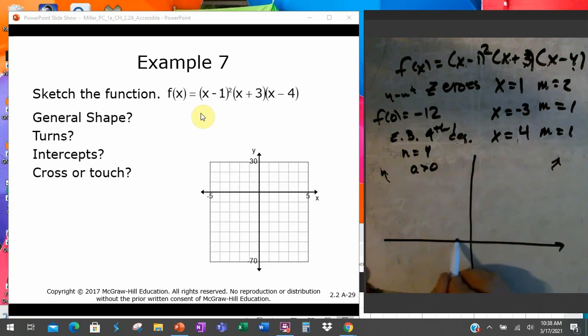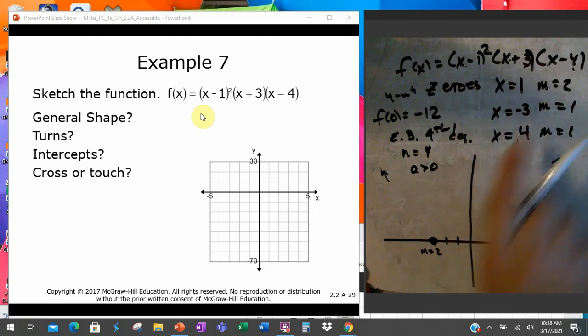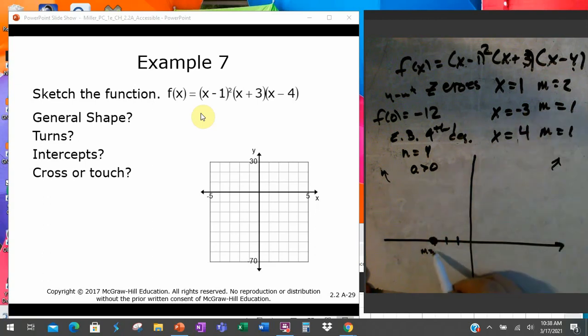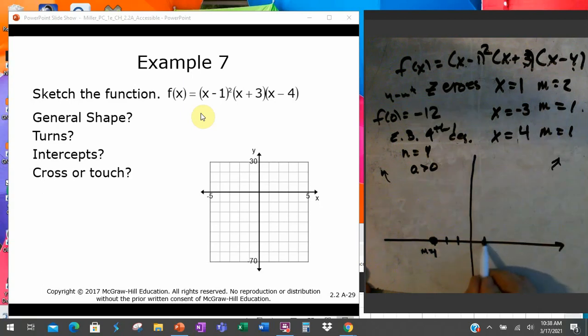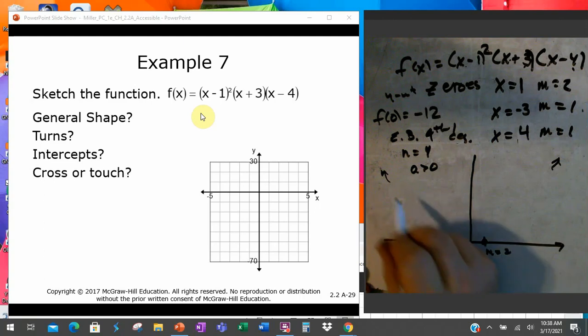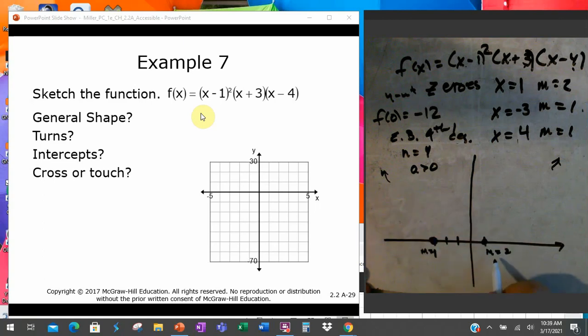Okay, from left to right, I've got a negative 3. That's that one. I'm sorry, x is equal to negative 3. That was my multiplicity 1. It is going to go through. Then at x equal to 1, my multiplicity is 2. So this is going to go straight through, and then I'm just going to touch from wherever I did and go back down. And then I've got my x equal to 4.